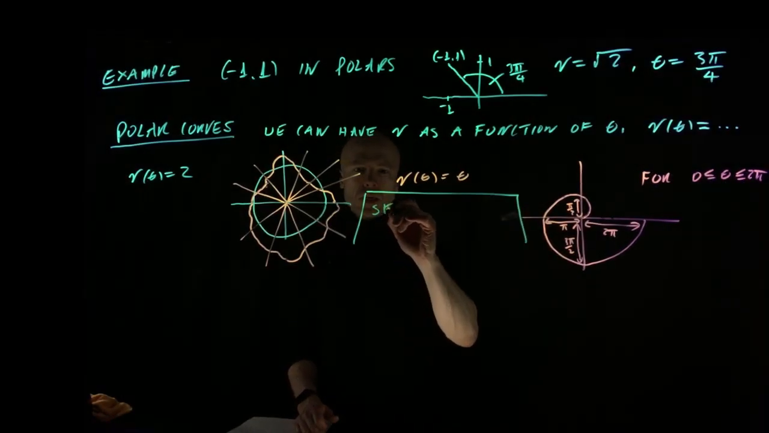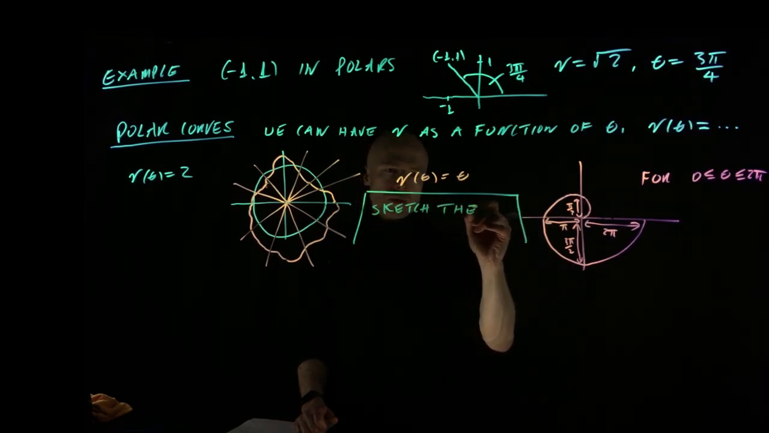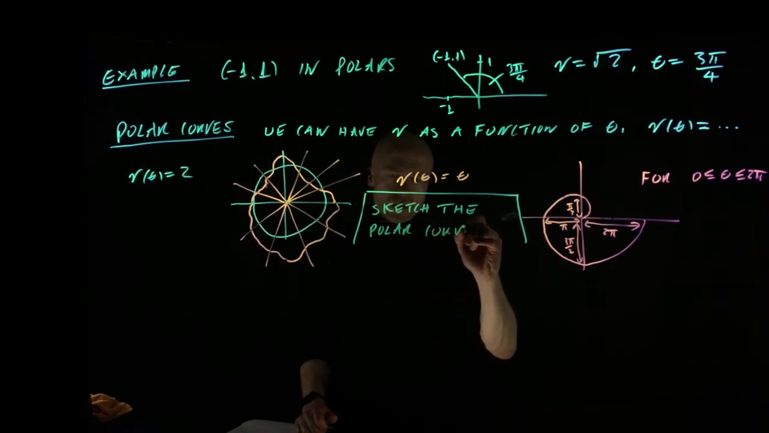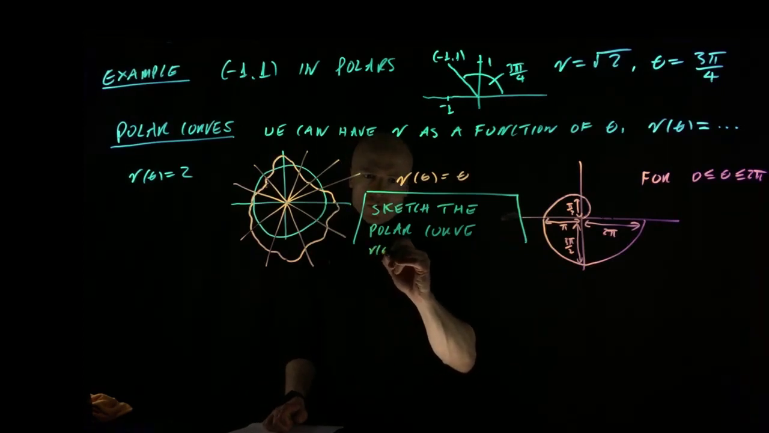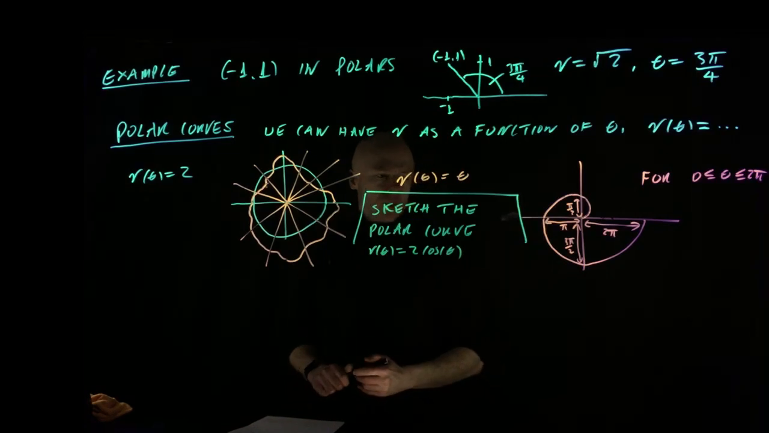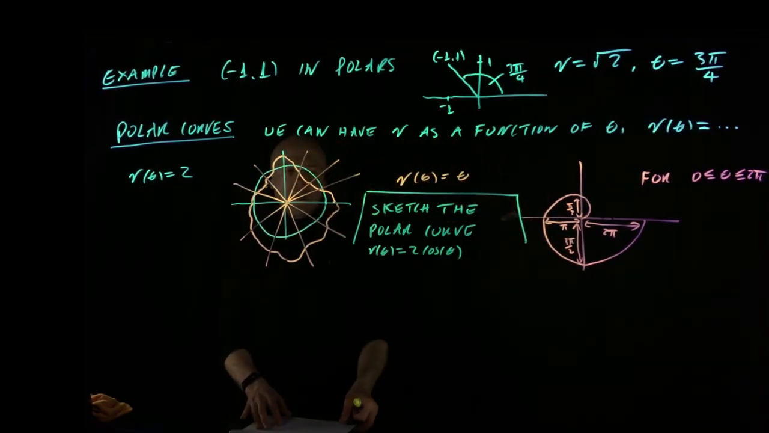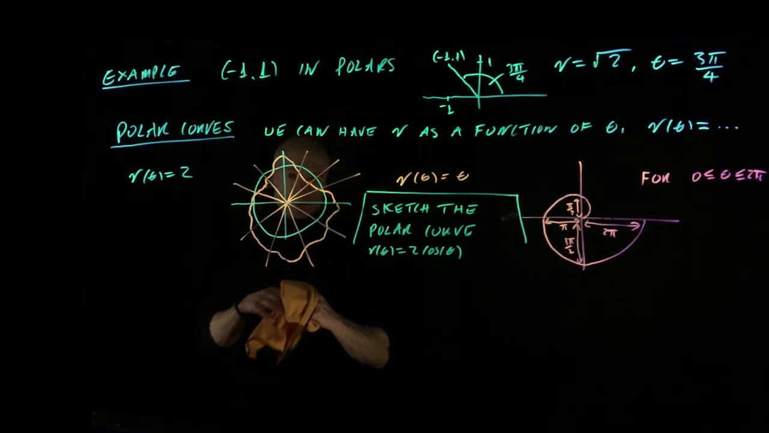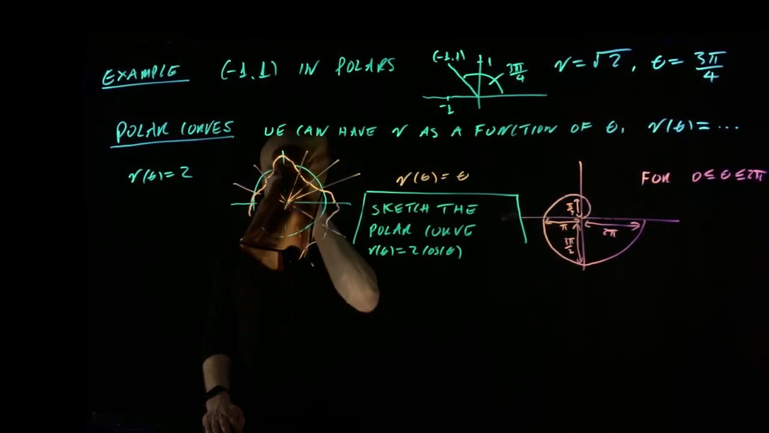So sketch the polar curve given by r of theta equals 2 cosine of theta. Okay, so I'm going to give myself some space because this can be a job.